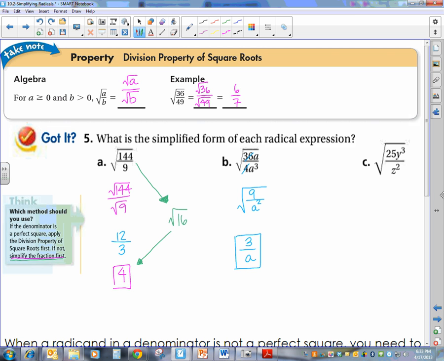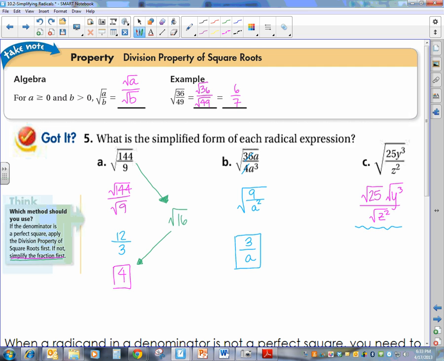Okay, and the last one, we have 25 y cubed over z squared. There is nothing that I can simplify. I don't have any common factors in the top and the bottom. So I'm treating it like the square root of 25 times the square root of y cubed over the square root of z squared.